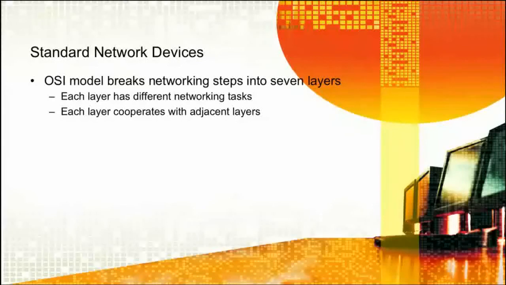The OSI model breaks networking into 7 basic layers. Each layer has a different networking task, and each layer can only speak to or incorporate with its adjacent layers, which is a fancy way of saying it can only talk to the layer above or the layer below.